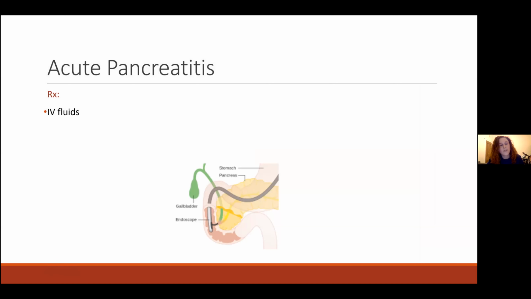So this is IV fluids, as they've often got signs of shock and hypotension. Oxygen if they've got low SATs. Analgesia, as they can be in a lot of pain. Nil by mouth, because you don't want to be stimulating the pancreas anymore. And the same reason for NG tube. A catheter to measure their fluid balance and urine output. And ERCP if they've got gallstones. So this picture on the right is just a picture of how an ERCP is carried out to remove gallstones.